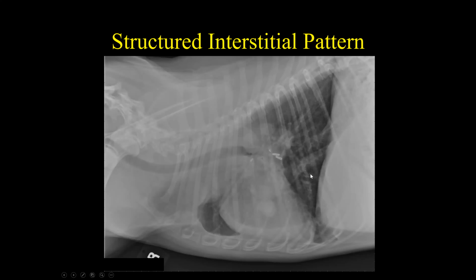Okay, what about this dog here? This dog has a structured interstitial pattern. There's a nodule here, there's a poorly defined nodule here, there's some nodules up in here. Now, we also said that in this region, remember, there's lymph nodes that live in the thorax. Just to remind you, the lymph nodes that live in the tracheobronchial region are the tracheobronchial lymph nodes. There's also a set of lymph nodes that lives right in here, which is kind of bulgy and big on this film, the craniomediastinal lymph nodes. And there's lymph nodes that live right here called the sternal lymph nodes.